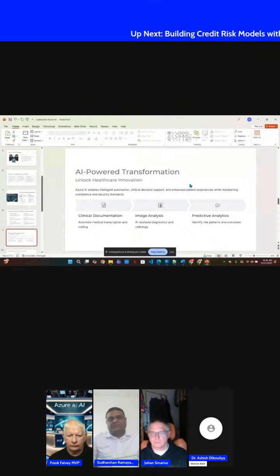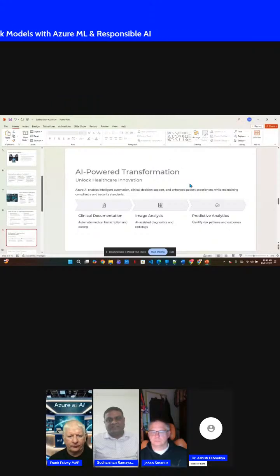In terms of AI powered transformation, to unlock healthcare innovation, Azure AI enables intelligent automation, clinical decision support, and enhanced patient experience while maintaining compliance and security standards. There are three items here: clinical documentation, where you can automate medical transcription and coding; image analysis, for AI assisted diagnosis and radiology; and predictive analysis, where you can identify risk patterns and outcomes.